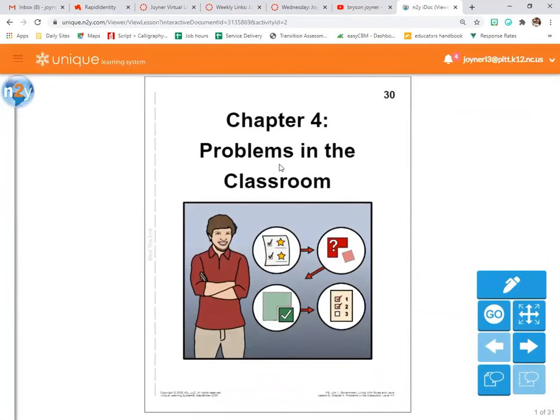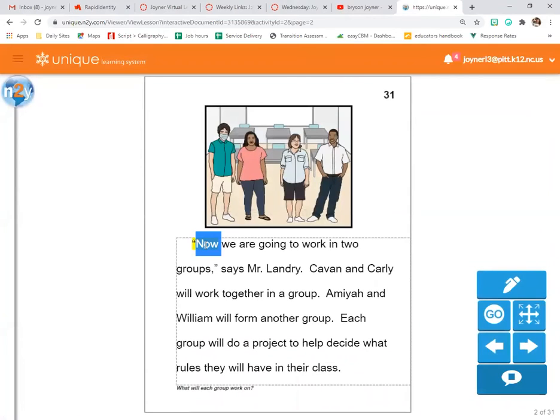So chapter 4, Problems in the Classroom. Now we are going to work in 2 groups, says Mr. Landry. Kabam and Carly will work together in a group. Amaya and William will form another group. Each group will do a project to help decide what rules they will have in their class.